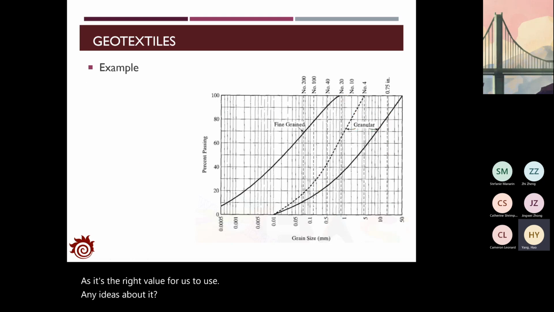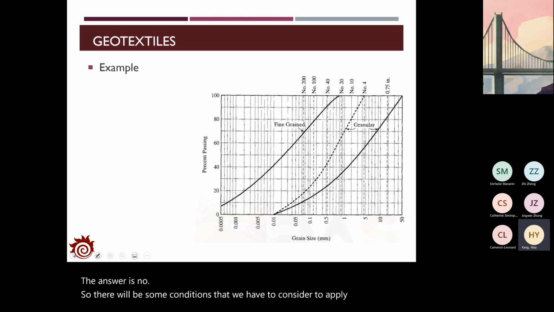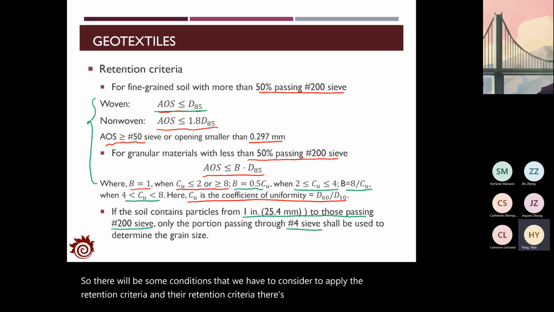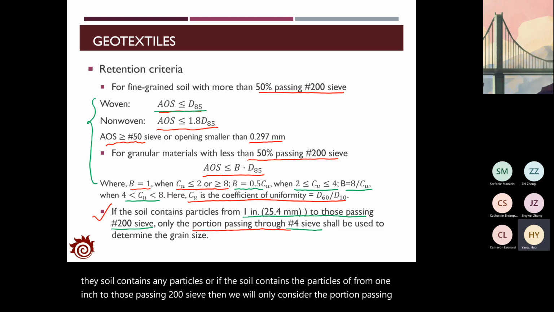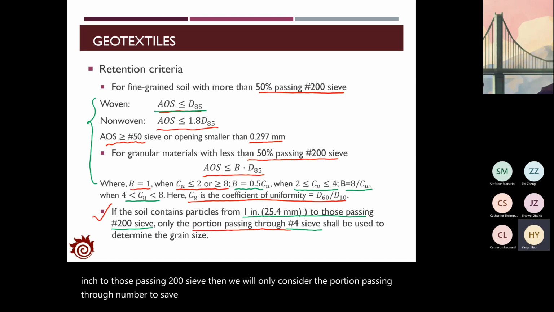So in this case, actually the answer is no. There are some conditions that we have to consider to apply the retention criterion. In the retention criterion, there's one condition. We say that if the soil contains particles from 1 inch to those passing number 200 sieve, then we will only consider the portion passing through number 4 sieve. For any portion larger than number 4 sieve, you have to remove them.